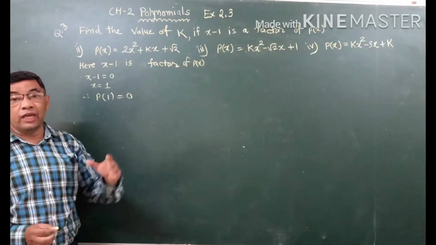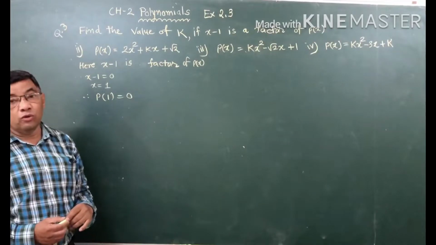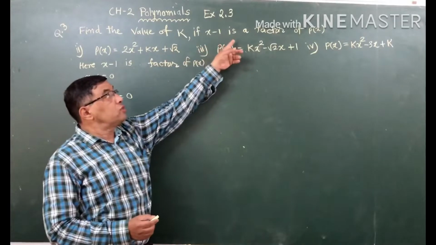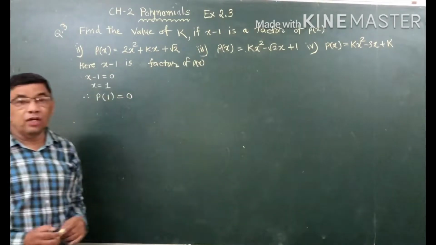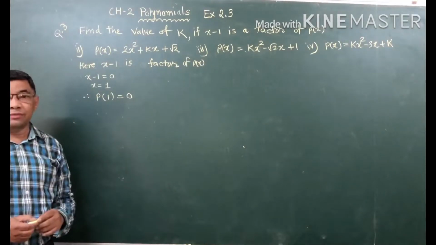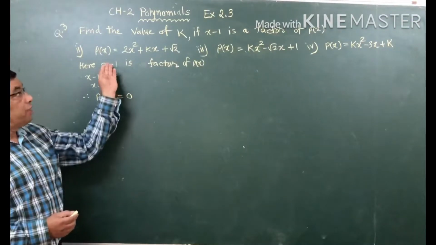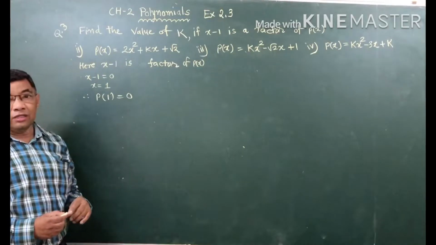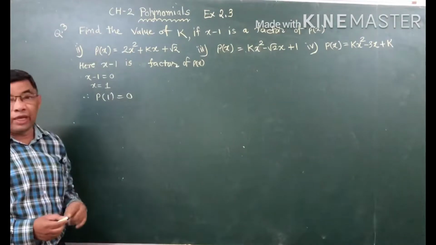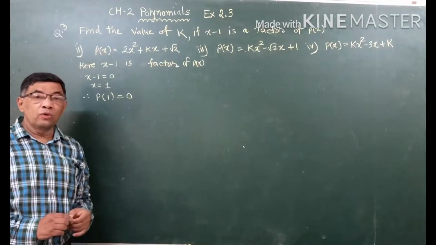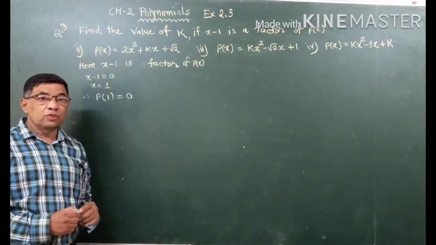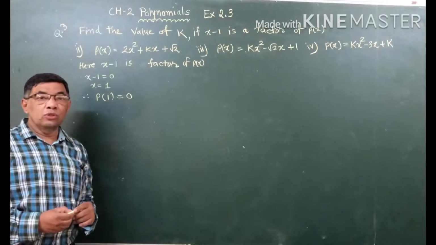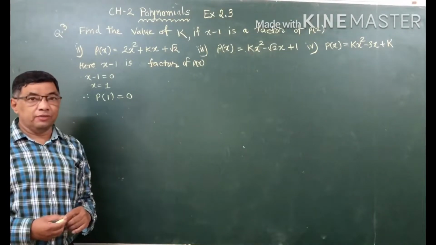Here one unknown k is given and we have to find the value of k if x minus 1 is a factor of p(x). Different polynomials are given here, in each of which there is one unknown value k that we have to find. So we start with how to solve this type of question.